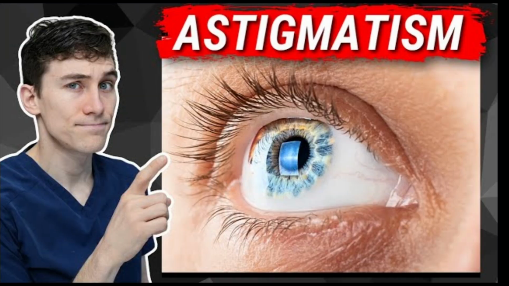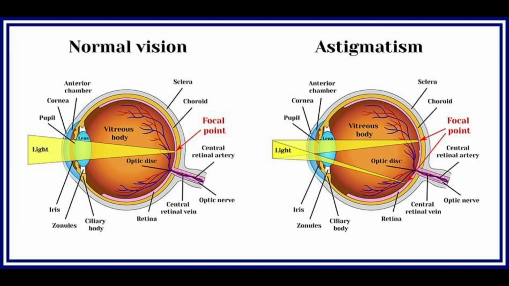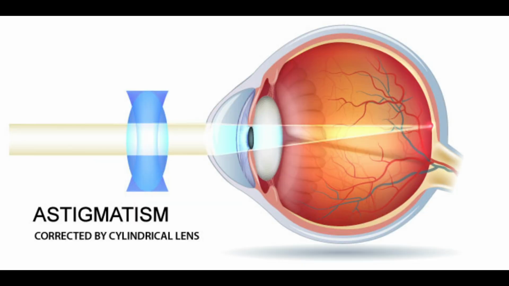So next we have astigmatism. This occurs when the cornea or lens isn't perfectly spherical, causing light to focus at two different points. So its light has many focus points. This can be corrected, however, with cylindrical lenses.